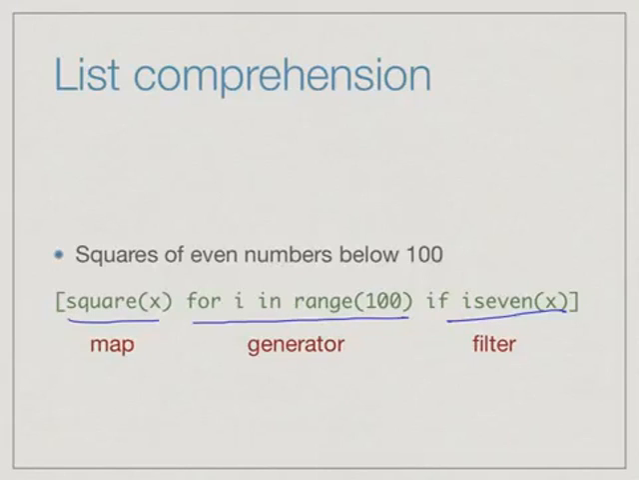Right? So this is how we will generate a list using map and filter without using the words map and filter in the thing. We just use the for for the generator, if for the filter, and the map is implicit by just applying a function to the output of the generator and the filter.